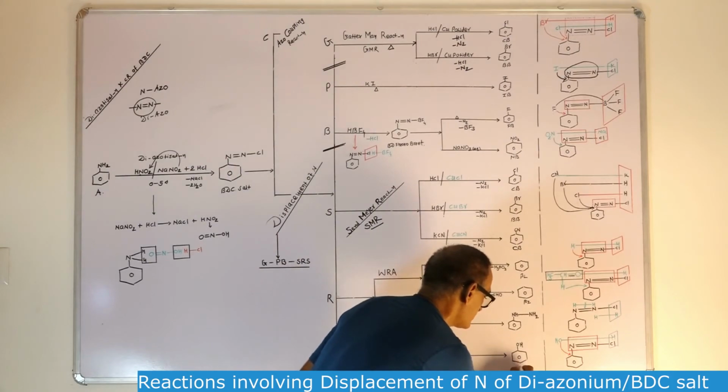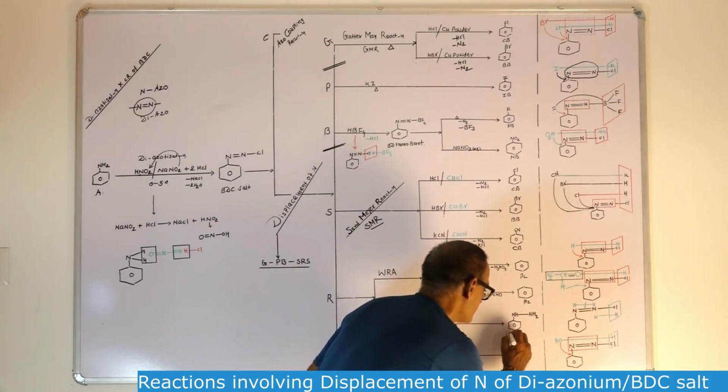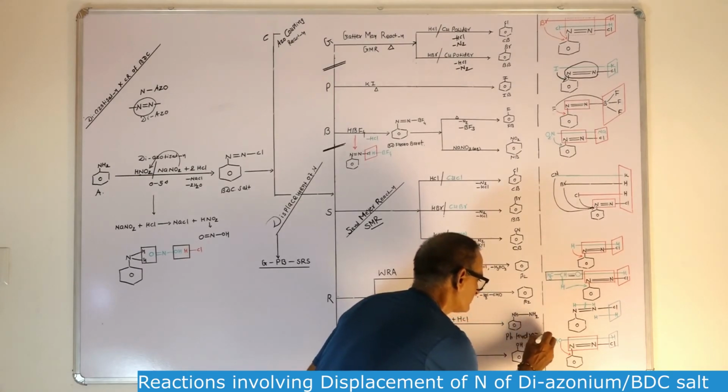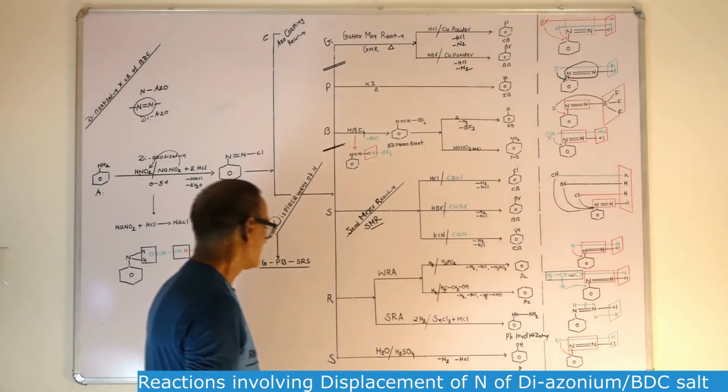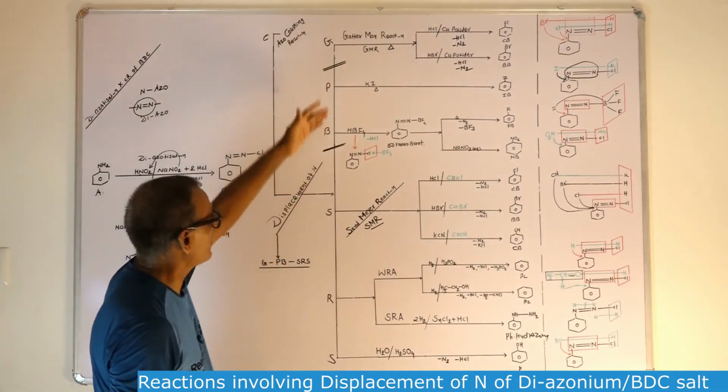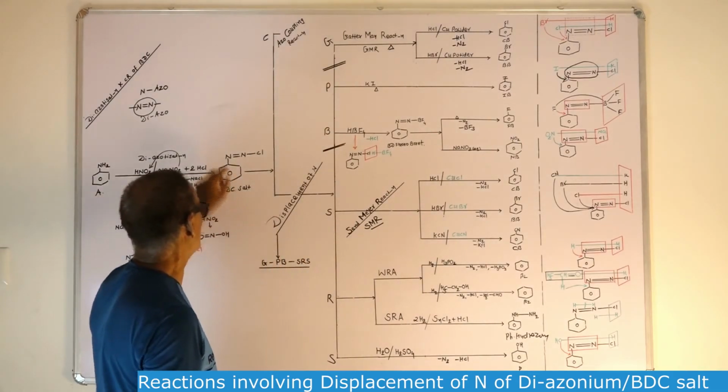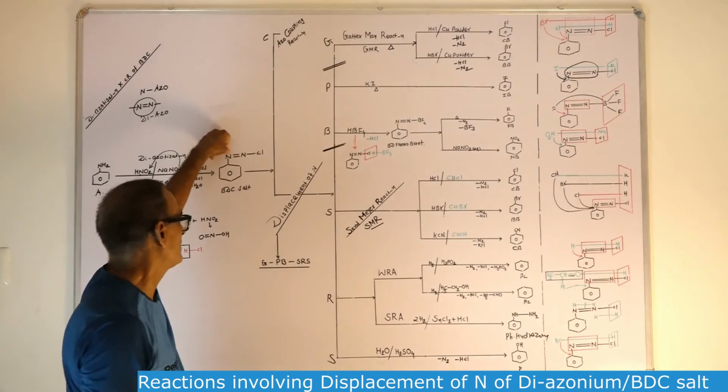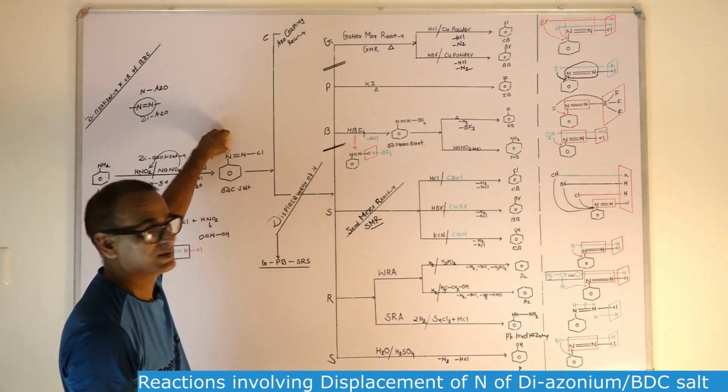This is phenol. This is phenylhydrazine. You see, during all these reactions, nitrogen is replaced. A displacement takes place.